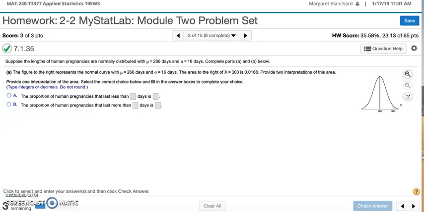Module 2, problem number 3. Suppose the lengths of human pregnancies are normally distributed with mean equal to 266 days and sigma equal to 16 days. Complete parts A through B below.